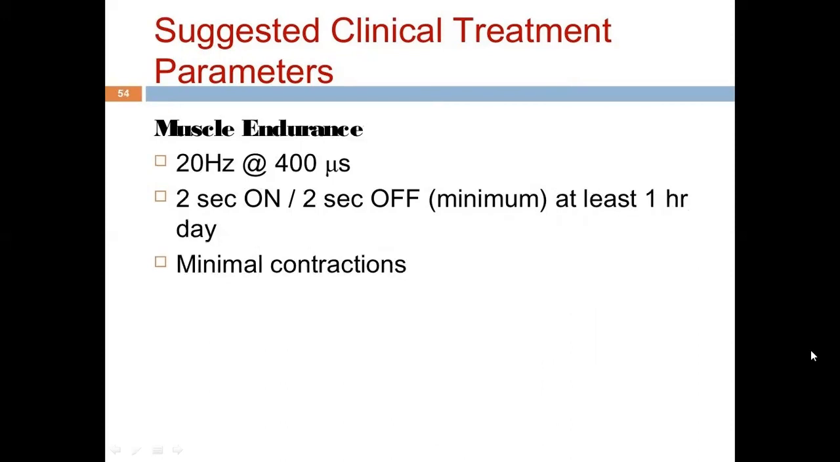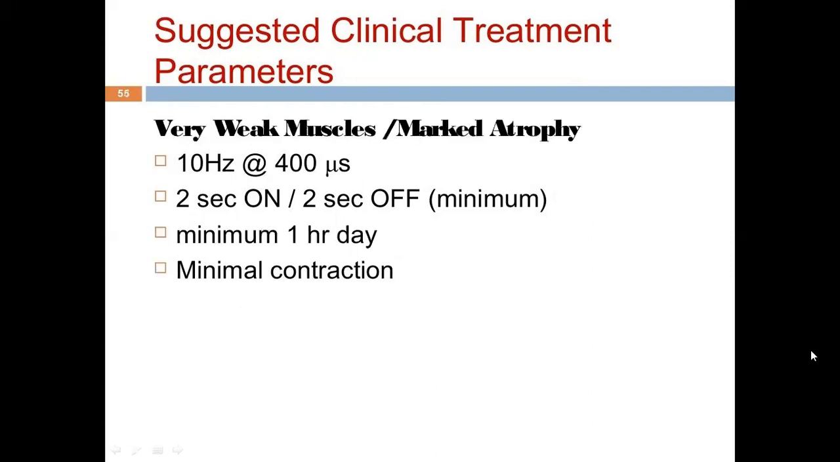For muscle endurance, it is 20 Hz at 400 microseconds, 2 seconds on and 2 seconds off, at minimum at least 1 hour per day, with minimal contractions. For very weak muscles with marked atrophy, it is 10 Hz at 400 microseconds, 2 seconds on and 2 seconds off, the minimum. It also requires a minimum of 1 hour a day, and it has a minimal contraction.